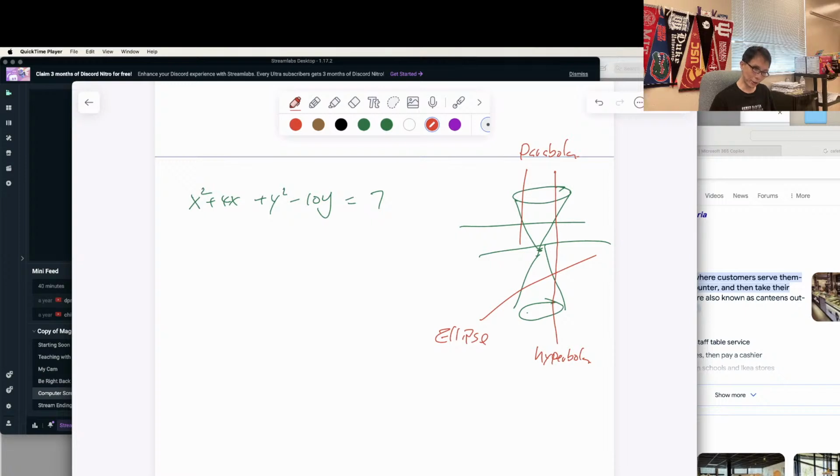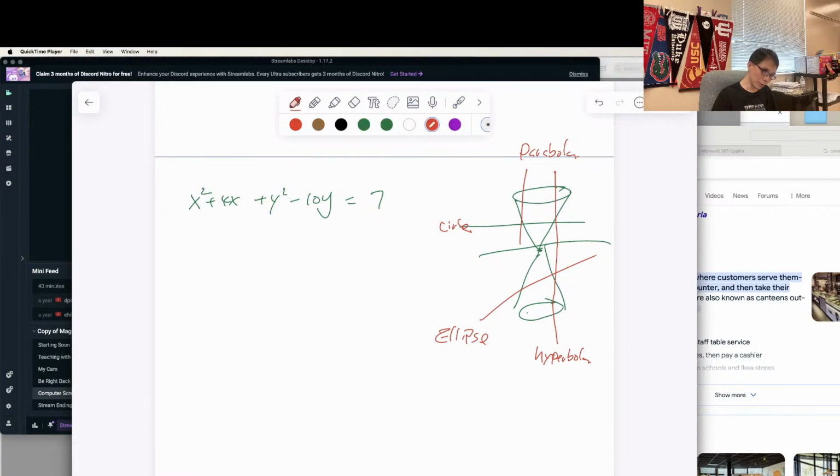Okay, so circles, the circle is right here. They depend on how they cut the double cone. Okay? So now, why do I know this is a circle? I know it's a circle because x squared and y squared have the same exact coefficient in front. If they have the same exact coefficient, which is 1, therefore it has to be a circle.